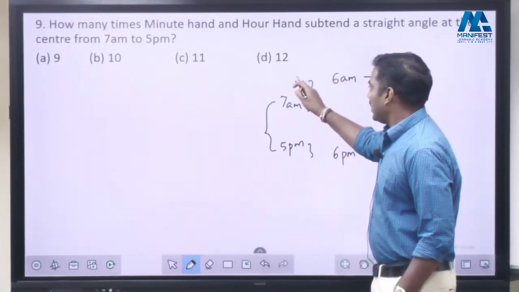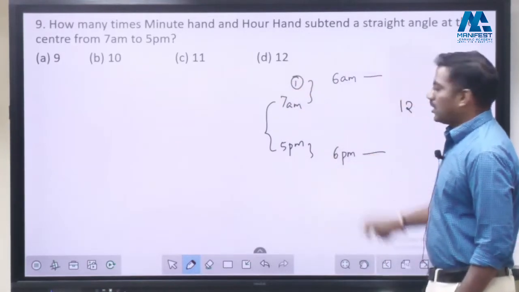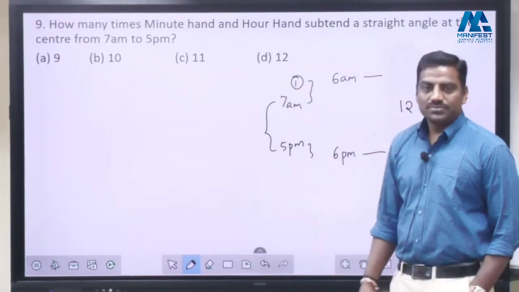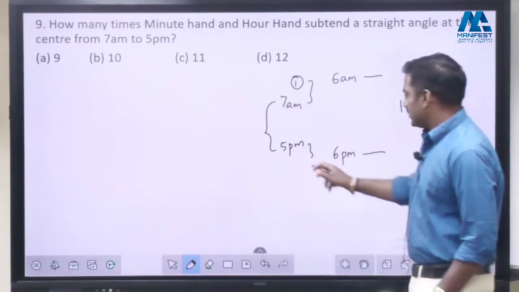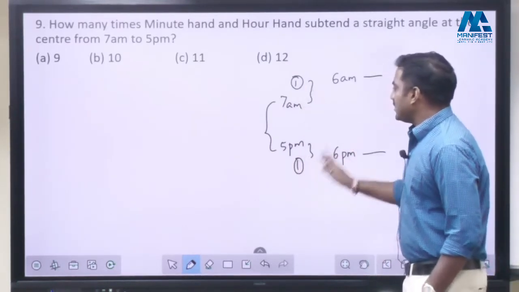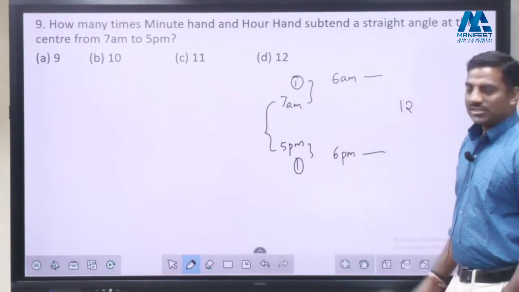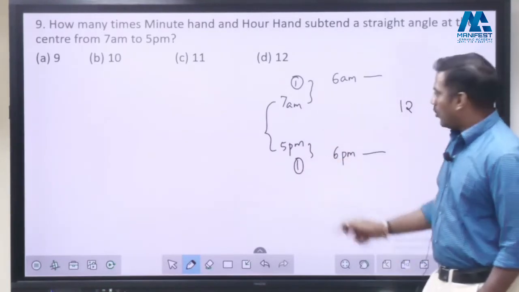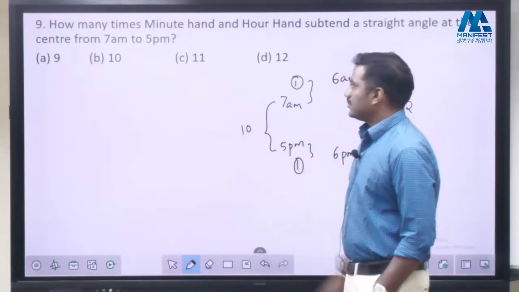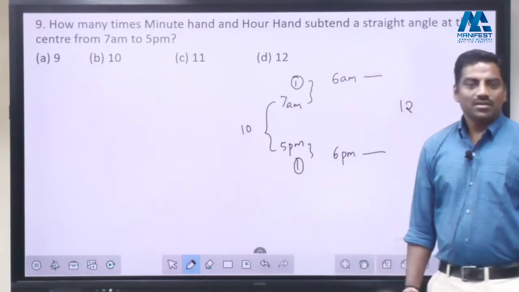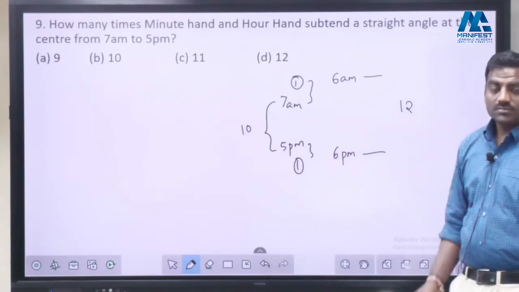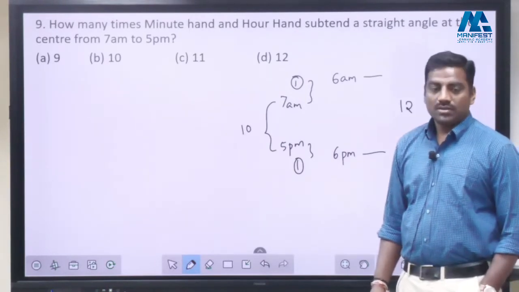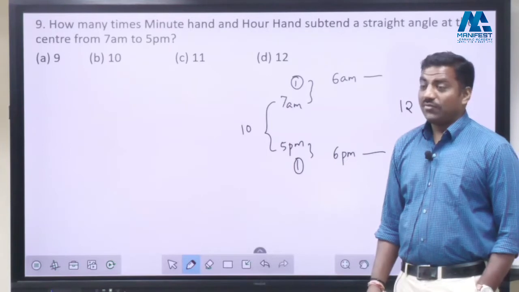So here once. What about from 5 p.m. to 6 p.m.? Exactly at 6 p.m. Once. So subtract these two from this. Subtract this one, this one. So how many times here? Fine. Yes or no? Any confusion, let me know.